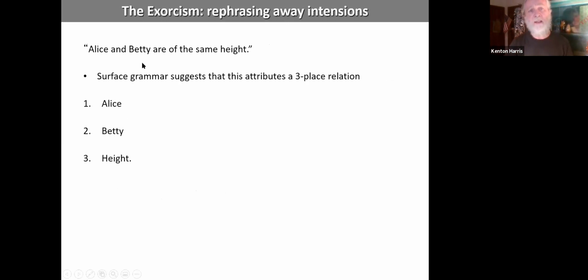Notice if I said Alice and Betty are the same height, well, this too seems to be suggesting that there are three things involved here: Alice, Betty, and a height. Alice has a height and Betty has a height. And so what is this thing that is a height? We have to understand what a height is. So it seems like a three-place relationship, just as the previous example seemed to be.